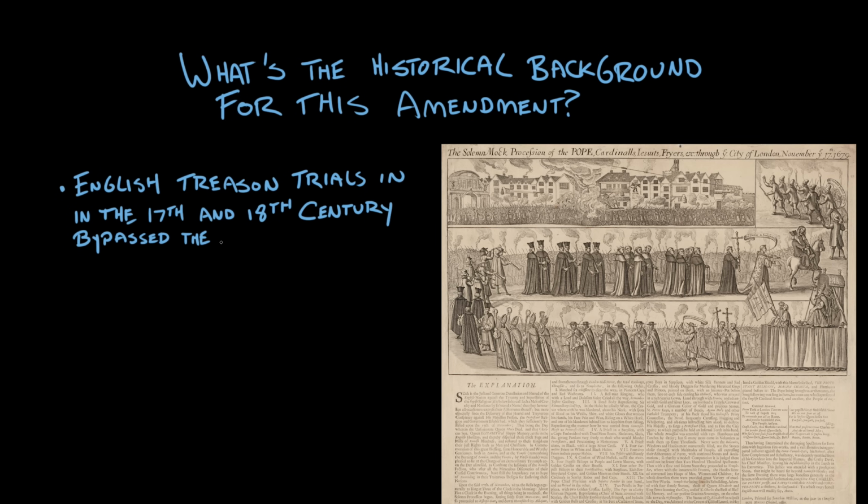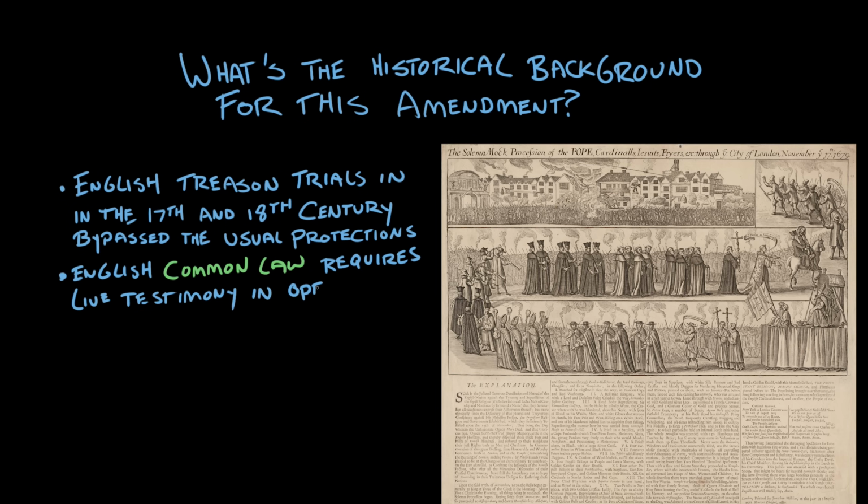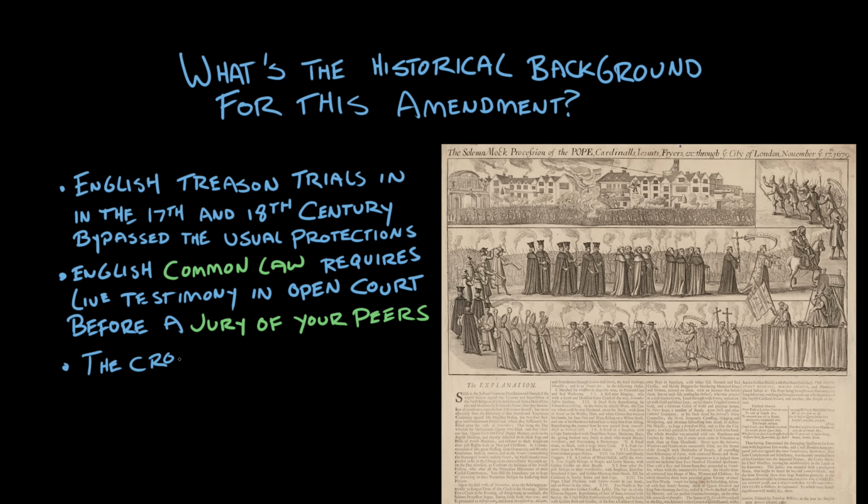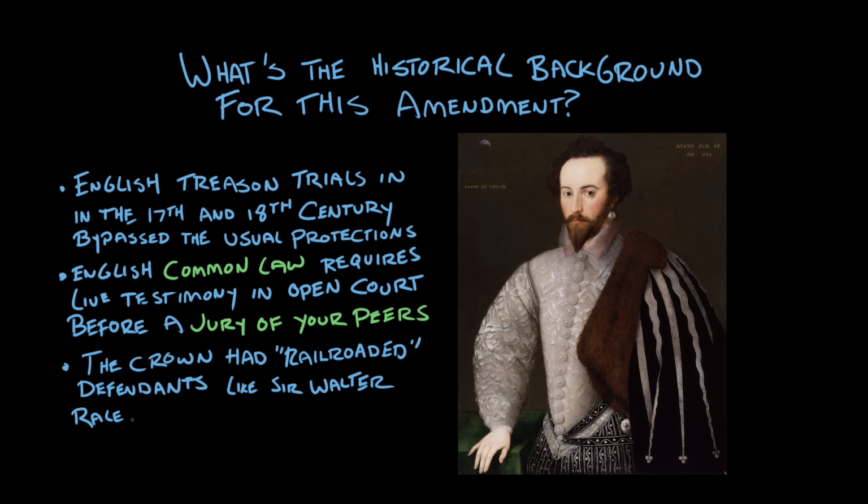The Anglo-American system is known as the common law. It involves live testimony in open court before a jury of your peers. And the jury ultimately decides, did you do it? Were you blameworthy? Do you deserve the punishment? Well, the Crown had railroaded some of its political opponents, people like Sir Walter Raleigh, people accused in the popish plots during the strife between Catholics and Protestants. And some of these convictions were later understood to have been wrongful ones.